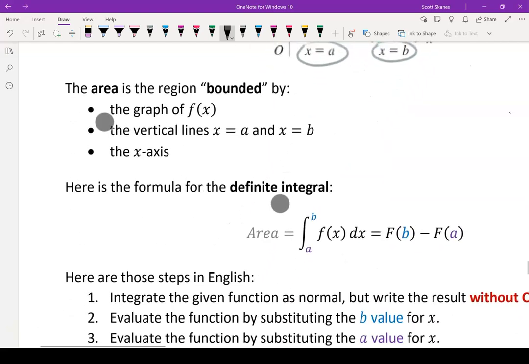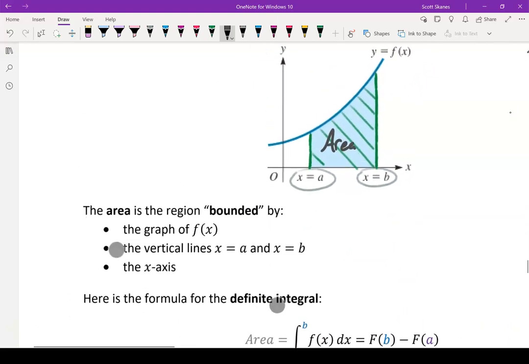So area is the region bounded by 3 things. Basically the graph of f of x, so this line here, that's our function. The vertical lines, x equals a and x equals b, that's these lines. It's basically start point and end point. So we can say x equals a is kind of our start, and x equals b is our end point.